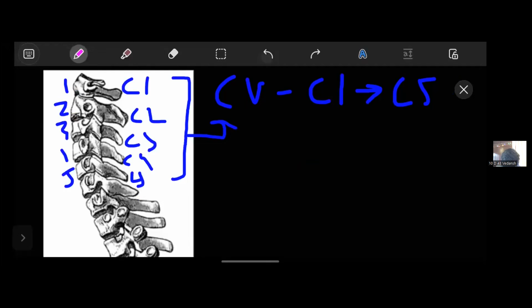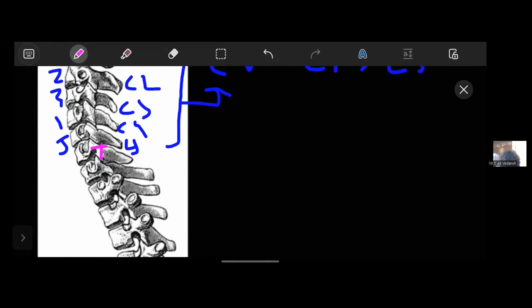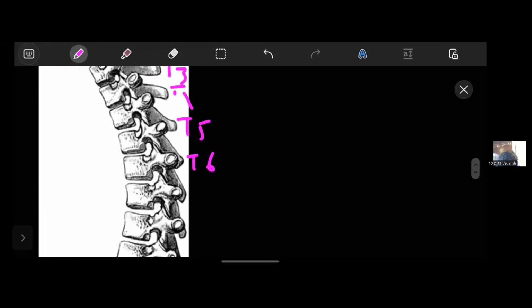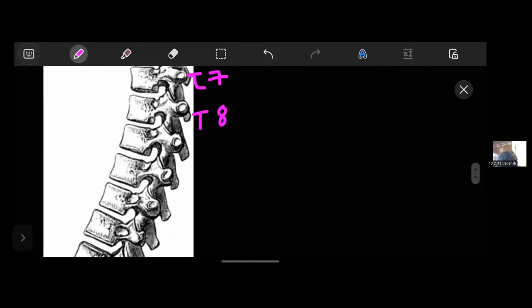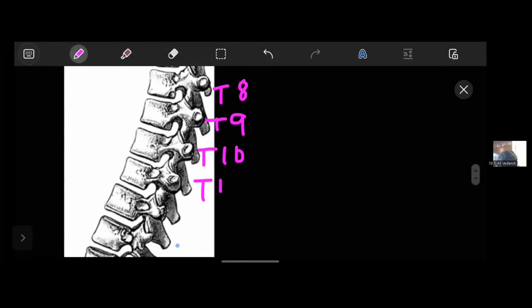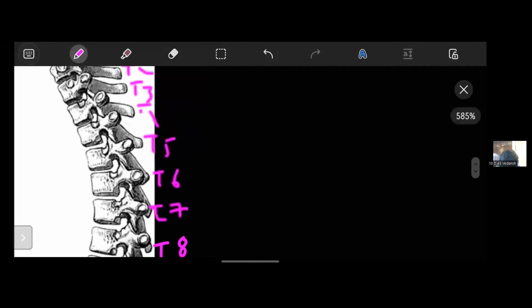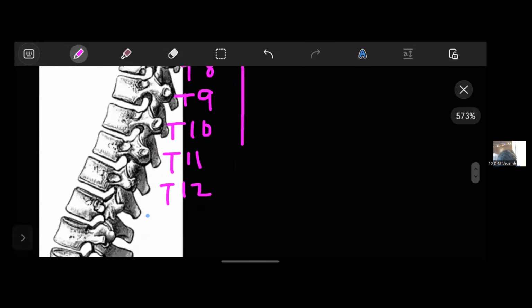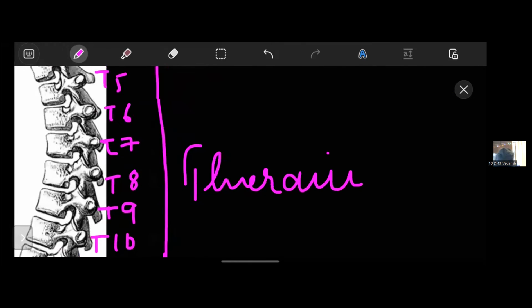Okay. So we have 1, 2, 3, 4, 5 done. Then we have T1 starting from here. This is T1. This is T2, T3, T4, T5, T6, T7, T8, T9, T10, T11, and T12. Okay. So this all consists of the thoracic vertebras. Okay.